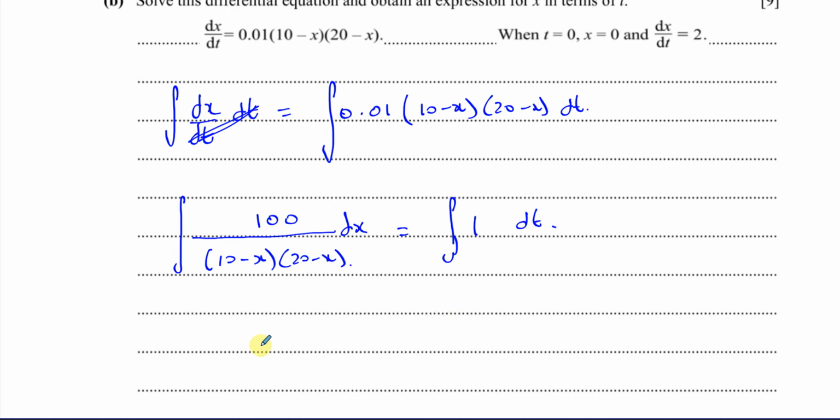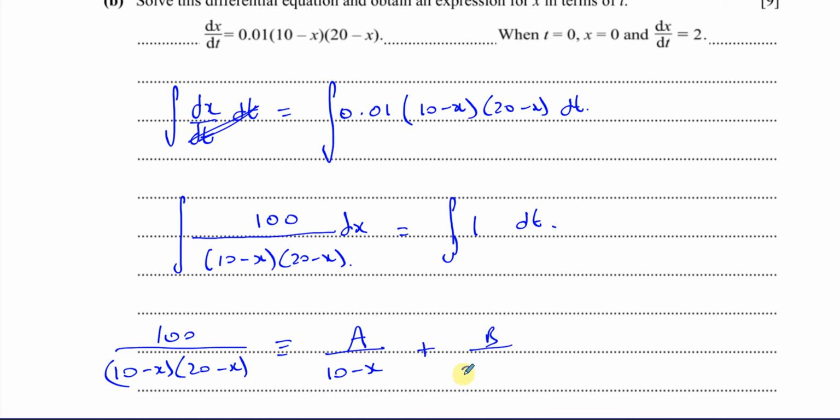Now, in order to integrate this, what we must do is split it up into a pair of what are called partial fractions. You have two linear factors, so I'm going to take a little detour now, split this up into partial fractions, and then go back and answer the question. So I know that this is identical to some constant over one of the linear factors plus another constant over the other linear factor.